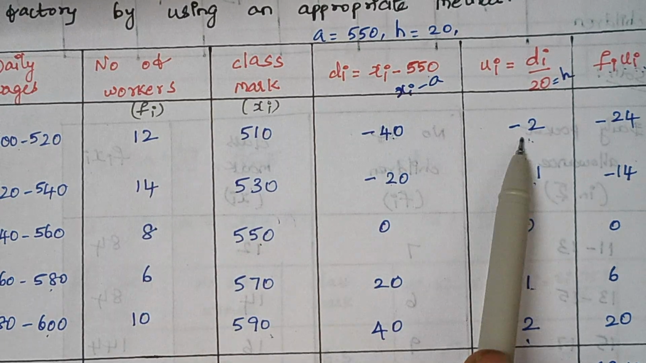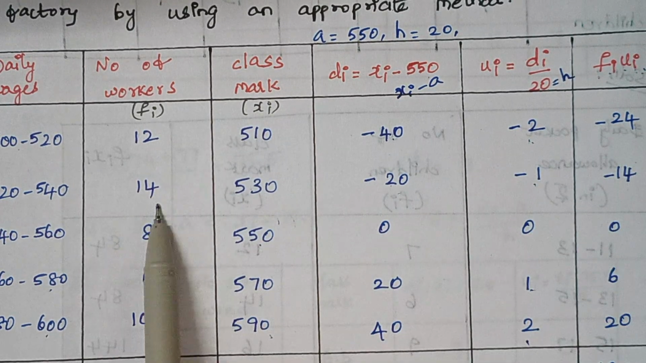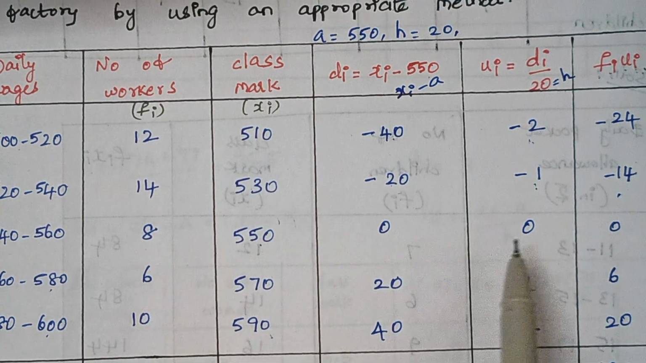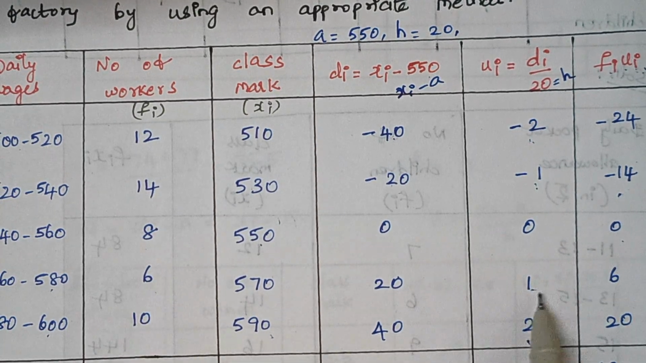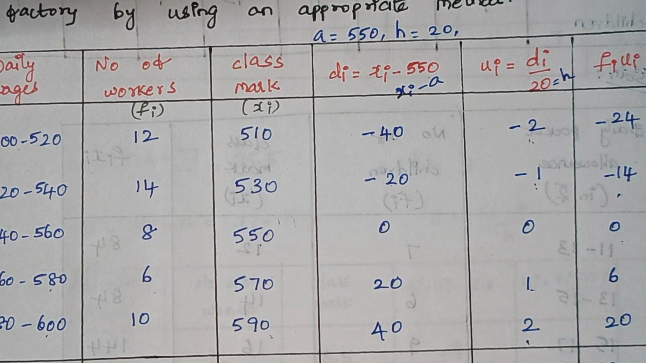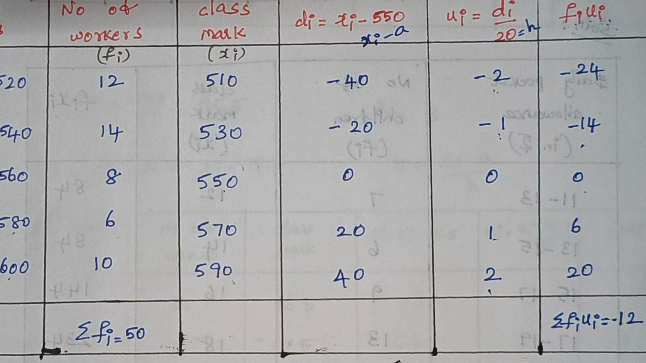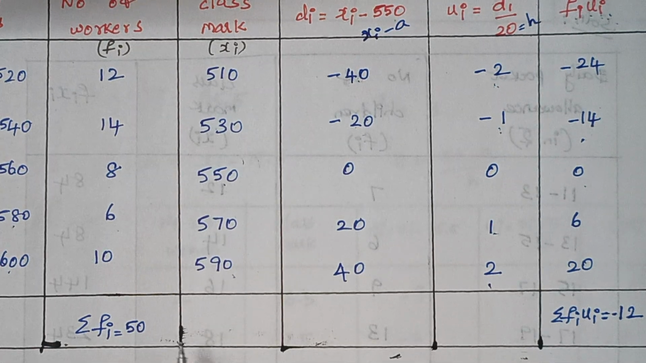So 12 into minus 2 is minus 24. 14 into minus 1 is minus 14. So 8 into 0 is 0. So 6 into 1 is 6 and 10 into 2 is 20. So summation of fi ui is minus 12 here and here it is 50.